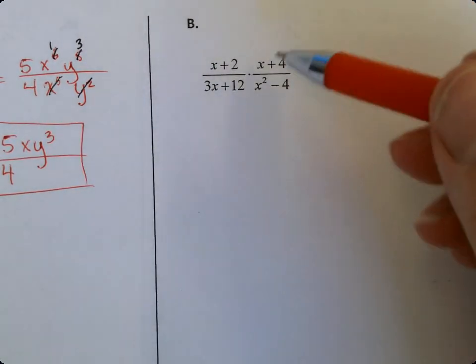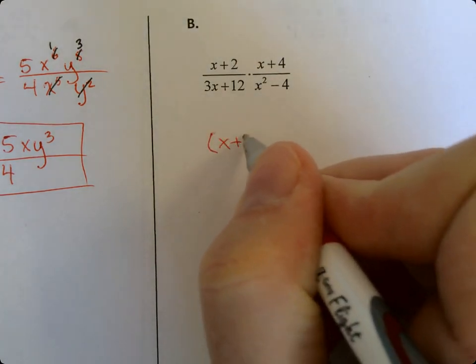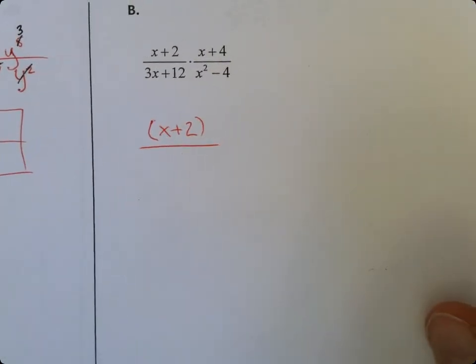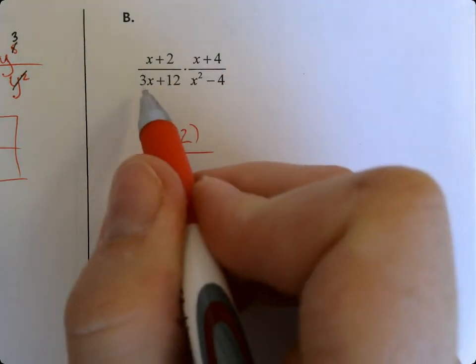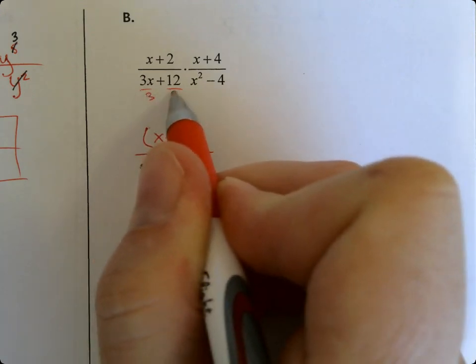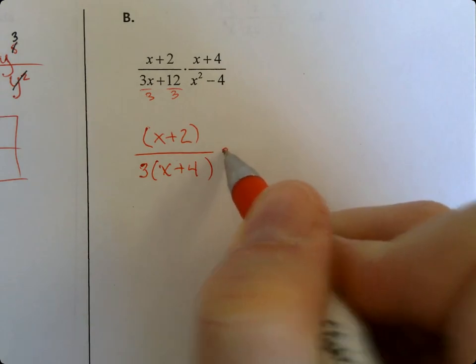So we have 4 things to look at. Does the x plus 2 factor? No, just leave it as x plus 2. Does the denominator factor? Yeah. GCF. What do they both divide by? 3. All right, don't lose that 3. Divide both by 3, and we're left with x plus 4. Still times in the middle.